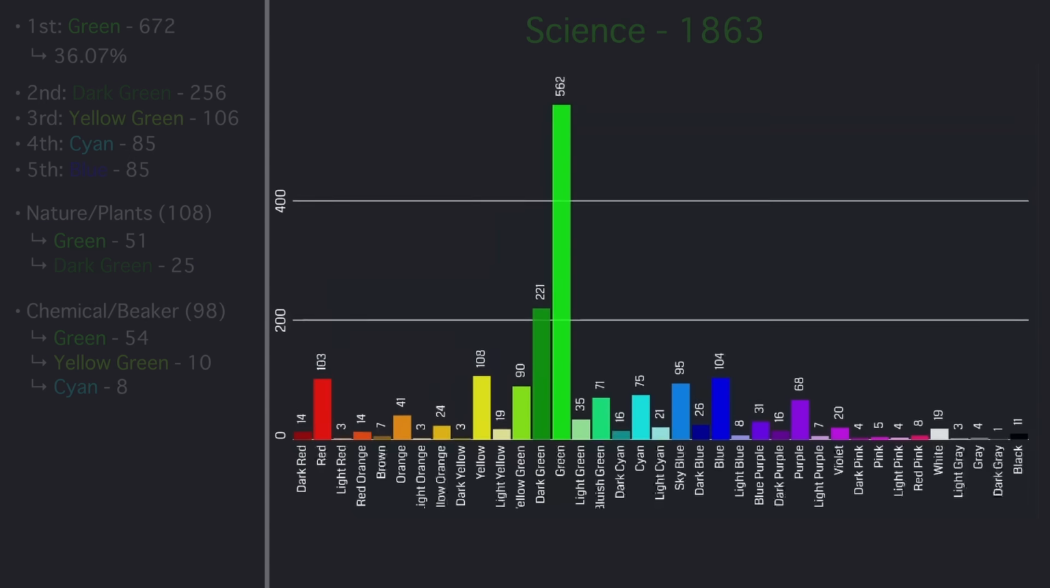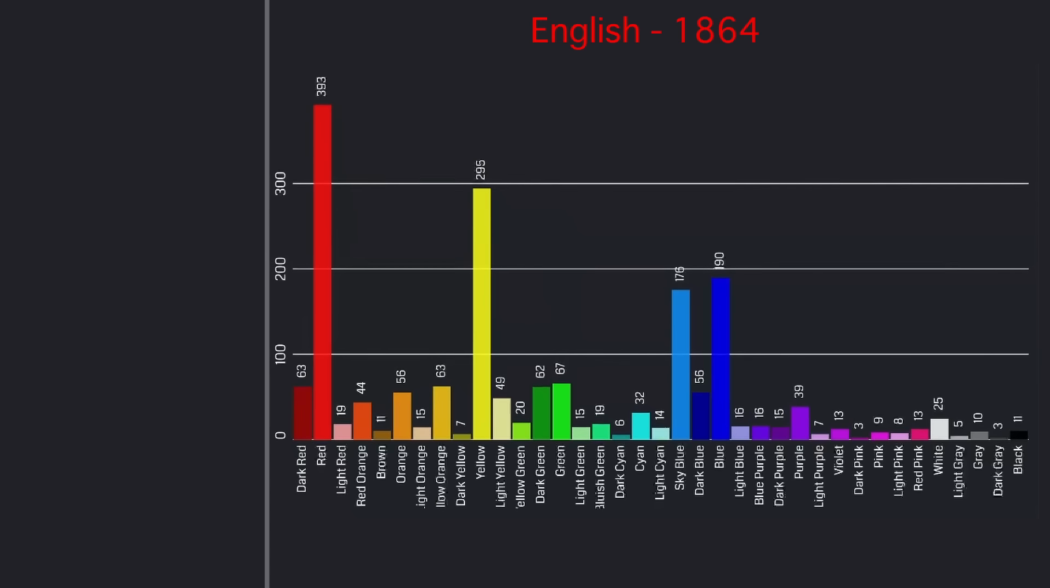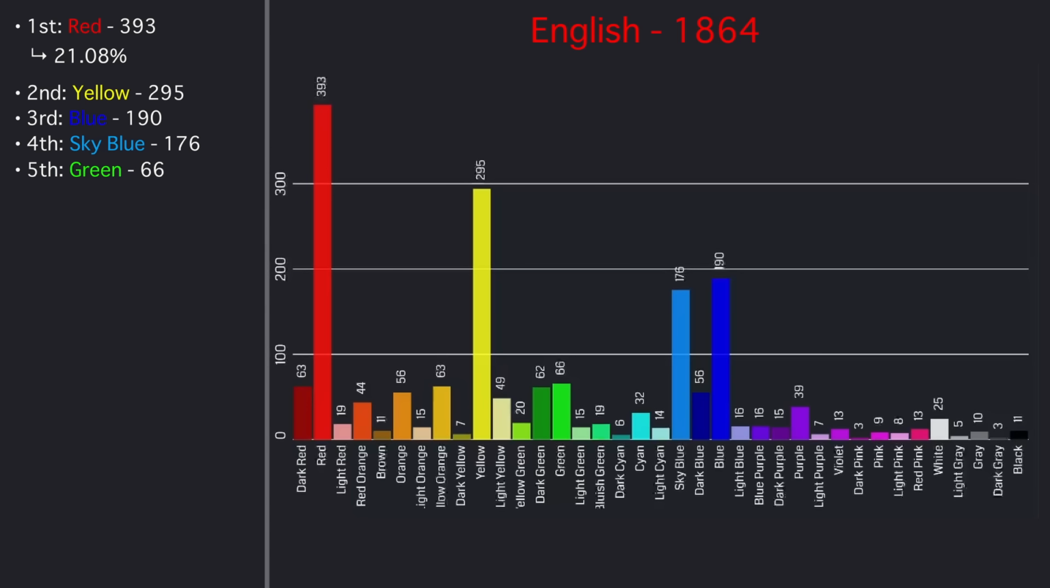Our second to last subject was English, in which we see a very unique pattern here, unlike anything we'd seen before. With this subject, it's our 3 primary colors, red, yellow, and blue taking the lead, and I guess sky blue. Red takes first place with 393 submissions, or 21.08%, followed by yellow in second with 295, and then blue and sky blue in third and fourth with 190 and 176 submissions respectively. And then there's green in fifth with 66, but who really cares?